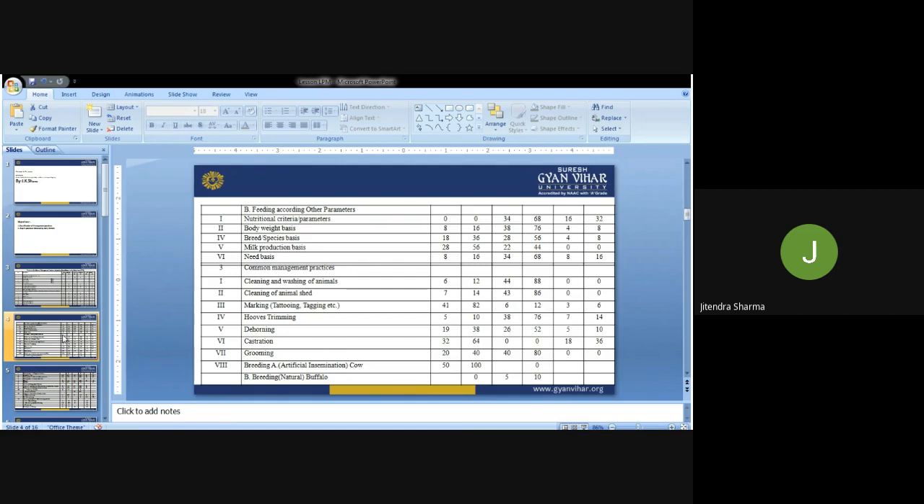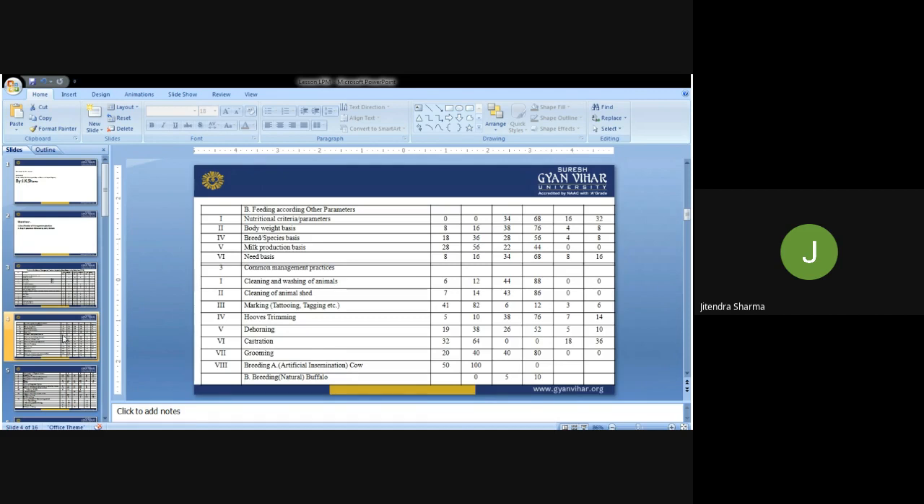Then on the basis of breed and species, they know how much to feed to the indigenous cow, or how much to feed to the crossbred and exotic cow and the buffaloes. They have that information, but not the exact information. On the basis of that, 36% of the farmers are giving feed and fodder to their animals. 56% are following this practice partially, whereas 8% are not aware of how to allocate feed and fodder on the basis of breed and species.